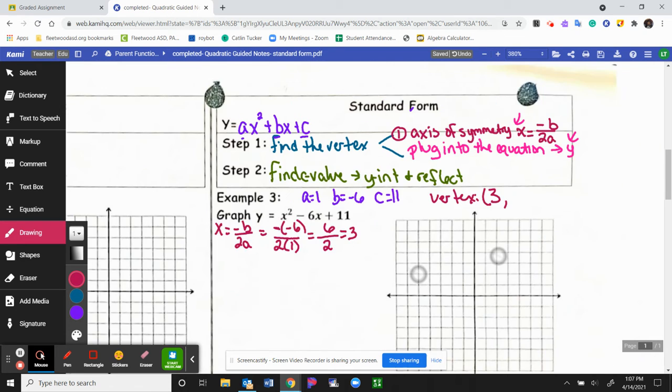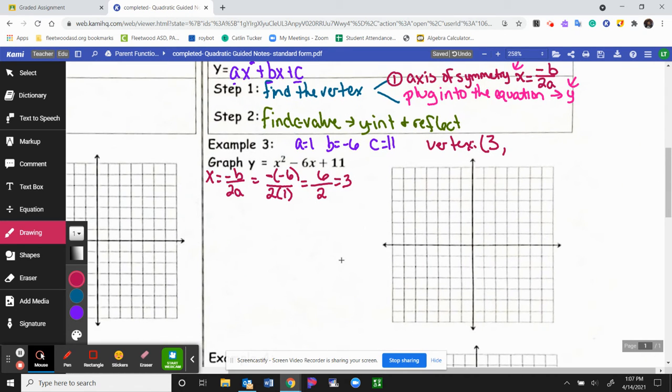So what we can do on our graph here is it's x equals 3 for our axis of symmetry. So I like to come over here to 3 right here, and I like to draw this little dashed line down, okay, because this tells me that is my axis of symmetry.